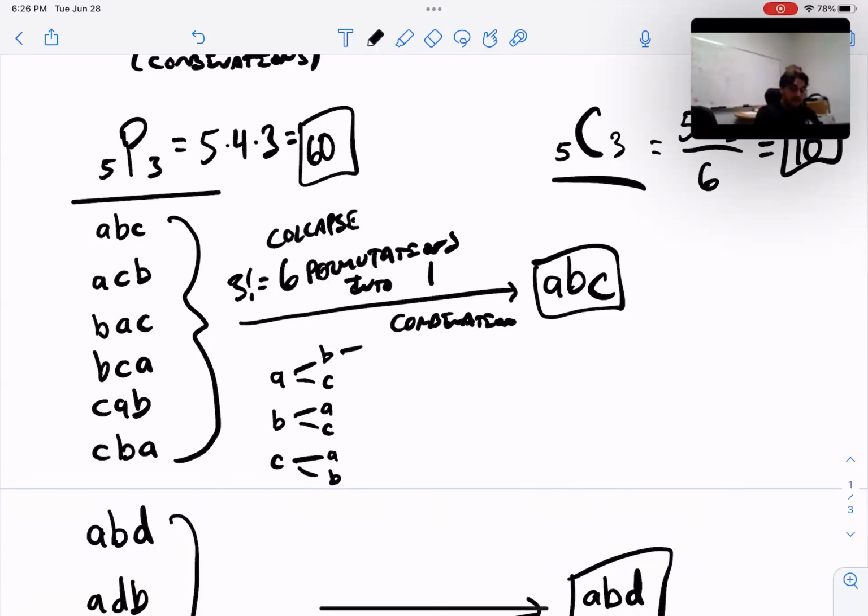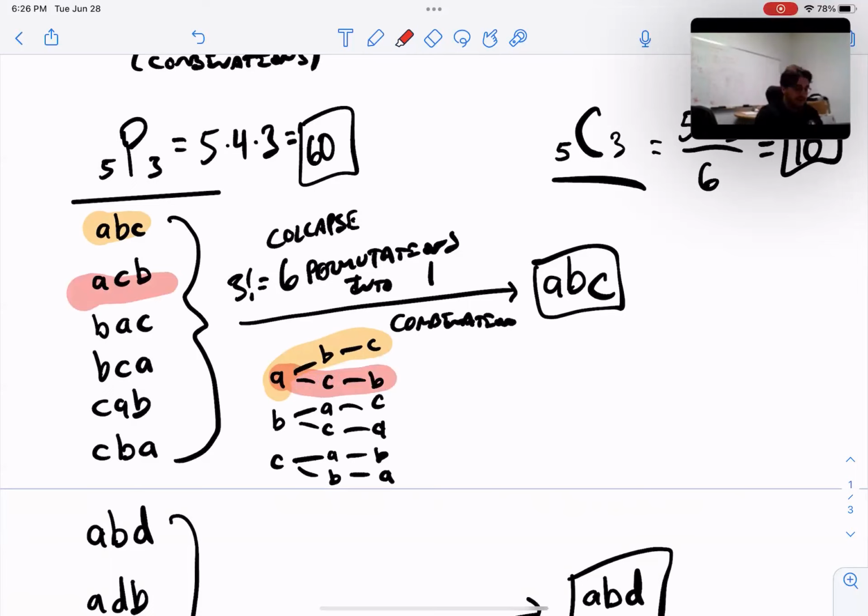From A and B, you could do C. From A and C, you could do B. From B and A, you could do C. B and C, you could do A. C and A, you could do B. And C and B, you could do A. And these strings, if you look at these words, like ABC, there's ABC. If you look at ACB, there's ACB, and so on.